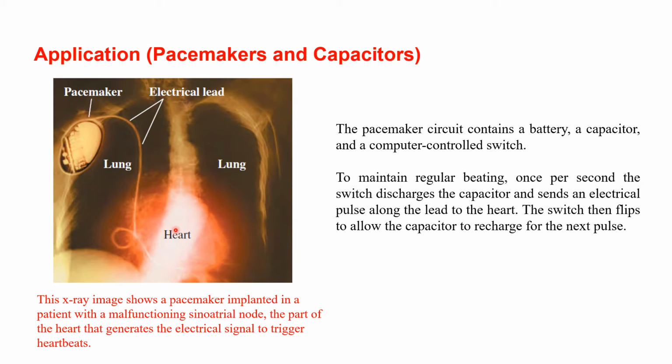Your pacemaker circuit contains a battery, a capacitor, and a computer control switch. To maintain regular heart beating once per second, the switch discharges the capacitor and sends an electrical pulse along the lead to the heart. The switch then flips to allow the capacitor to recharge for the next pulse. So you charge, then discharge, then charge again, and discharge again to mimic the electrical signal that triggers your heartbeat.